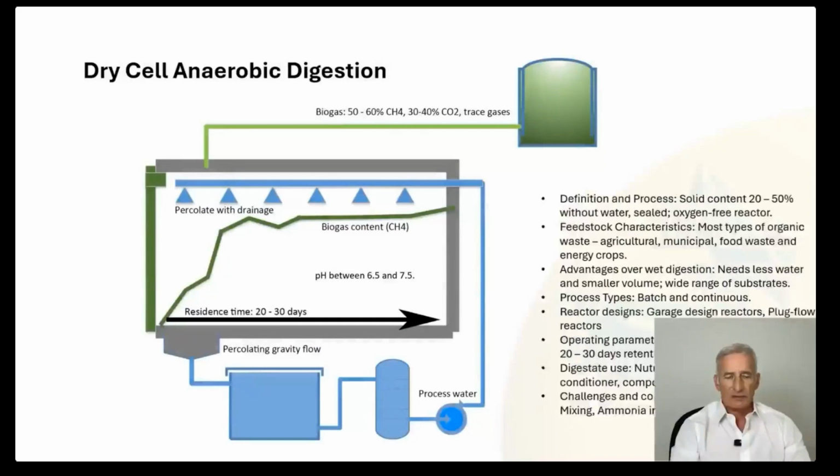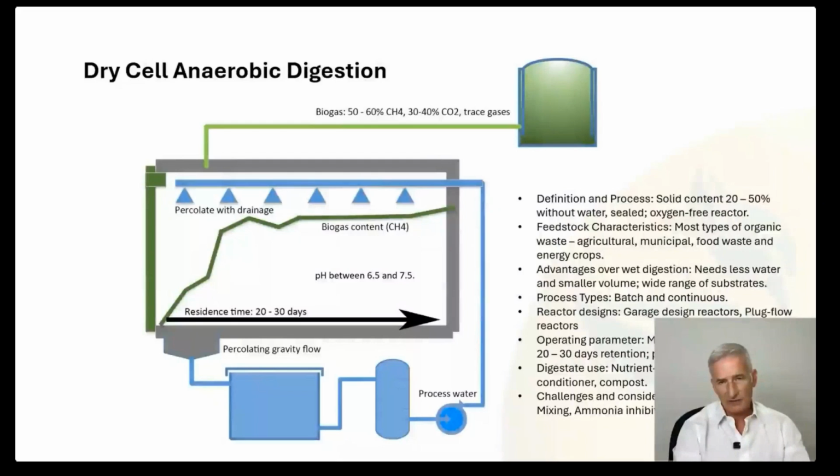So the final technique we're going to be looking at is dry cell anaerobic digestion. This is a technique in which organic material is stored in a chamber for enough time to ensure complete digestion of the organic content. The solid content of the feedstock is much higher, generally between 20 to 50%, and the only water that's added is generated by the process itself. Digestion takes place in a sealed, oxygen-free reactor where microorganisms break down the organic matter, producing biogas and digestate. Dry cell requires less water and smaller reactor volumes, reducing the overall footprint of the digestion plant, and it can handle a wider range of solid feedstocks, including those not suitable for wet digestion.